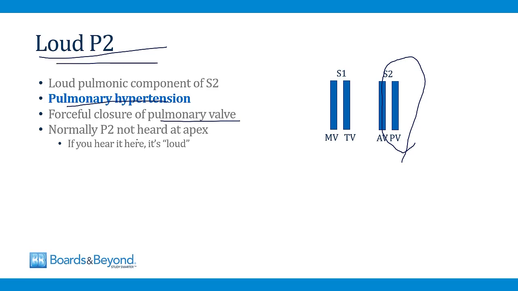Normally you don't hear P2 at the apex of the heart. If you hear it here, it's loud. So if they describe P2 being audible at the cardiac apex, that means it's loud. And anytime they describe this finding in a board question, they're telling you the patient has some cause of pulmonary hypertension. That could be lung disease, it could be left-sided heart failure. You don't know what the cause is, but pulmonary hypertension is present.